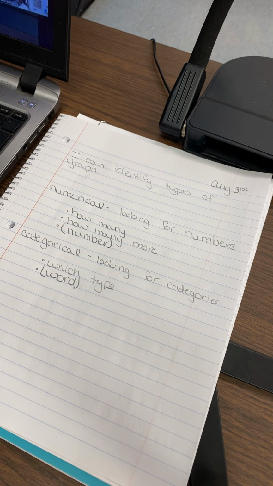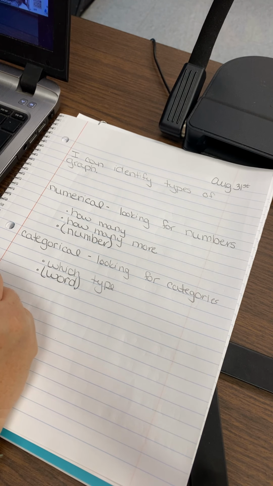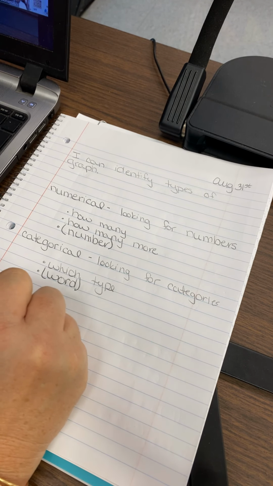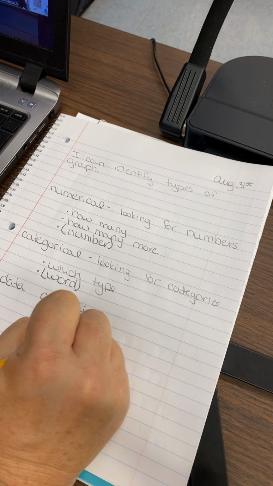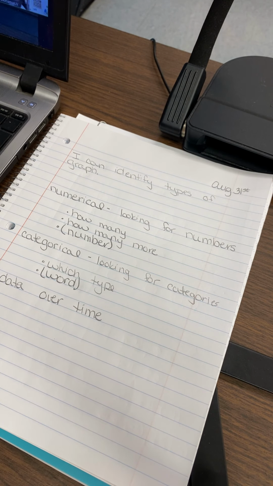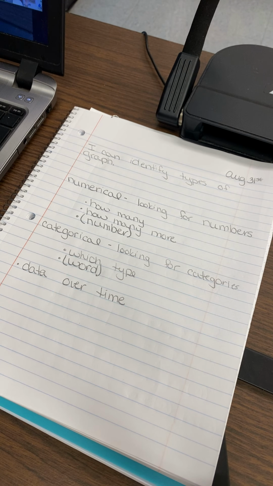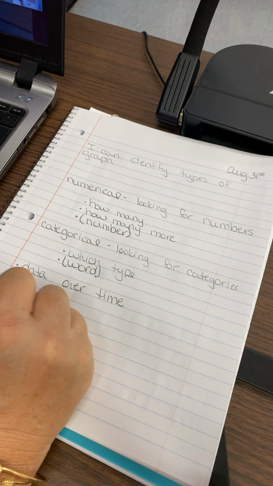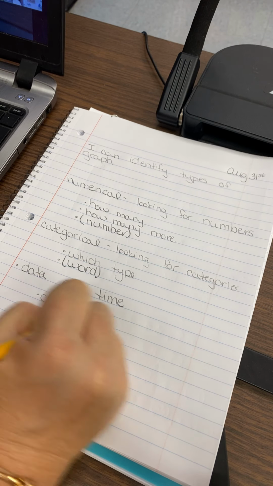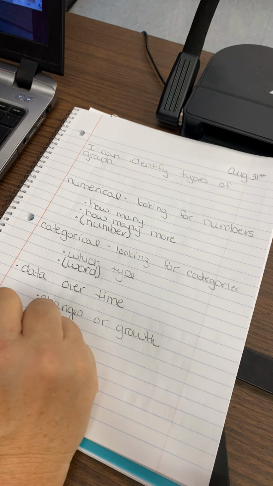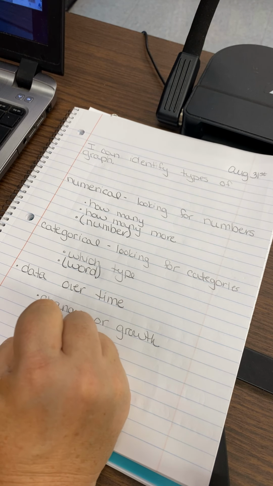So there's a new one for this year. And that is going to be data over time. That's going to be the big one for this year. That's going to be the new one that we do. And that is looking for something that changes. So this one's going to be changes or growth over a time period.